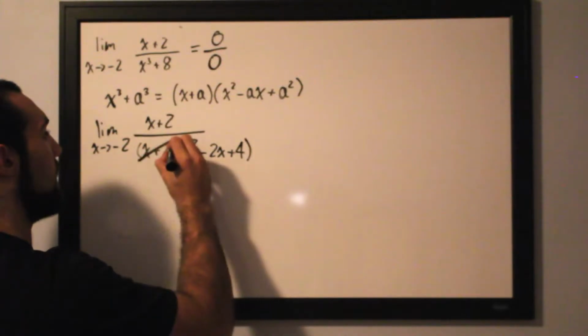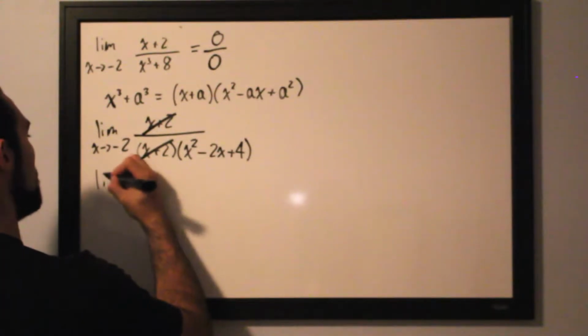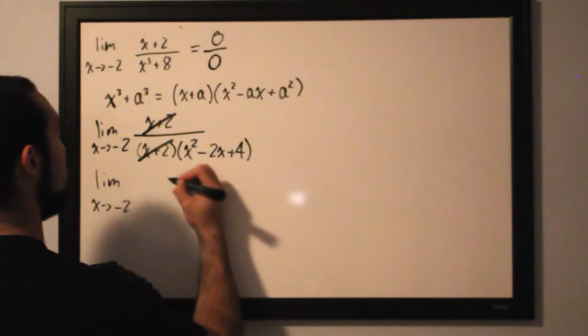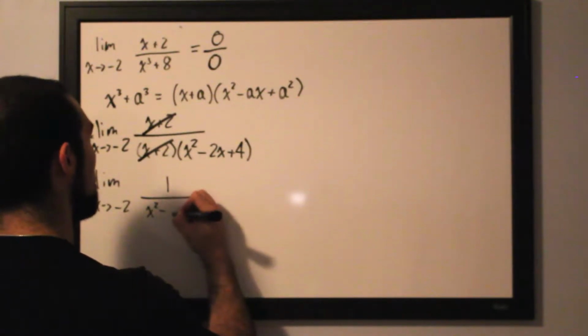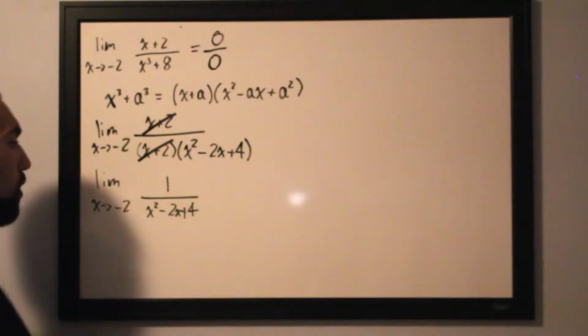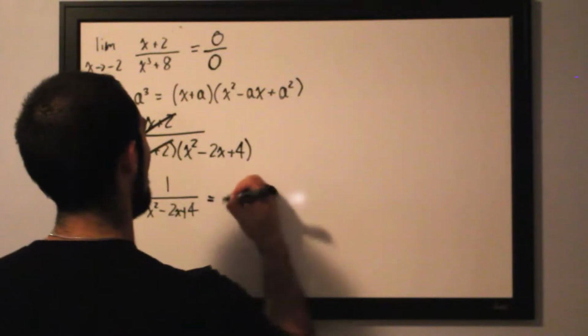We can cancel out the x plus 2 with the x plus 2 over here. We're going to be left with the limit as x approaches -2 for 1 over x squared minus 2x plus 4. So all we need to do now is plug in -2 into this function and evaluate.